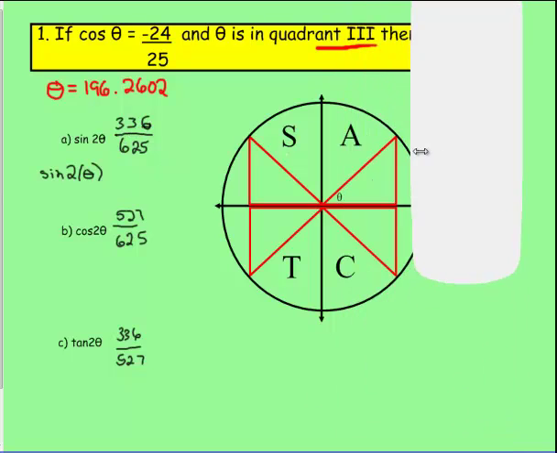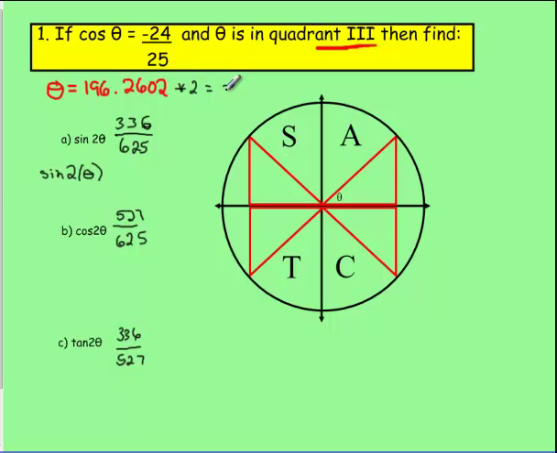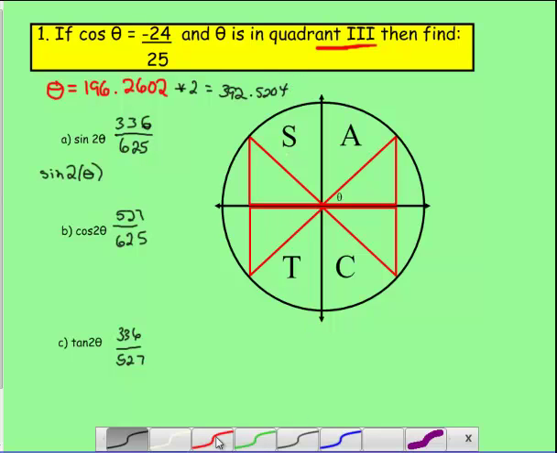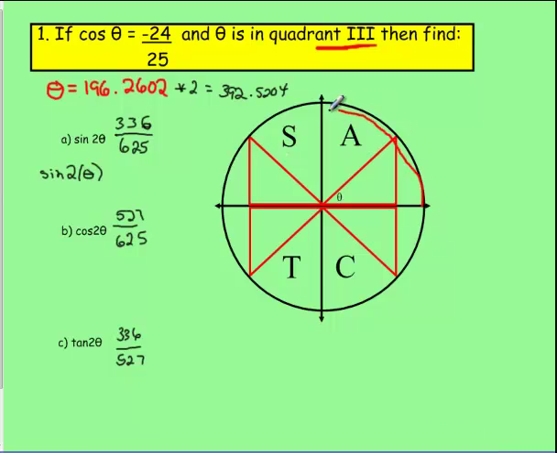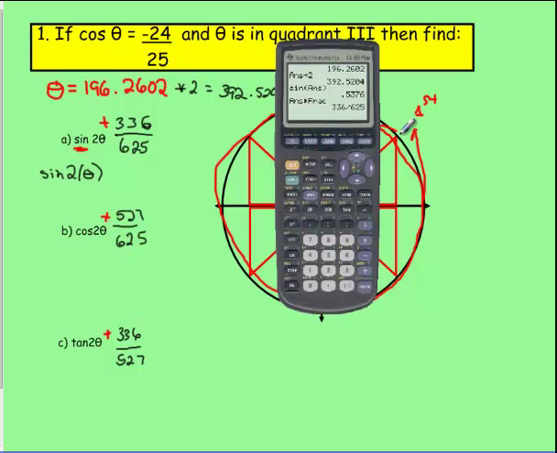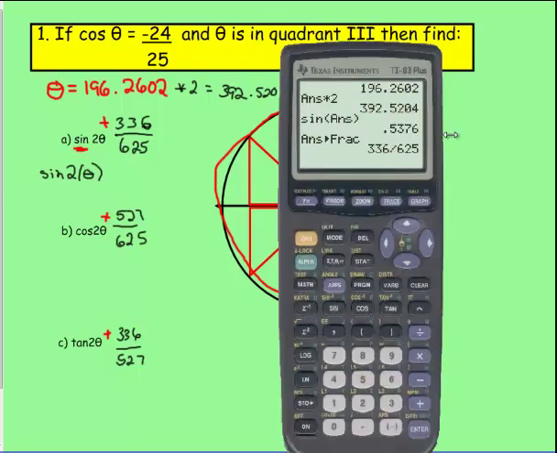Now what was happening here? Basically, 196 doubled brought me into 392.5204 roughly. And where is that angle? Well, I go around 360 degrees, and 392 would bring me into the first quadrant. And sine in the first quadrant is indeed positive. And that's why all your answers were positive, because 392 is in the first quadrant. So cosine in the first quadrant is positive, tangent in the first quadrant is positive. And I could have done that for all of the rest of my things.